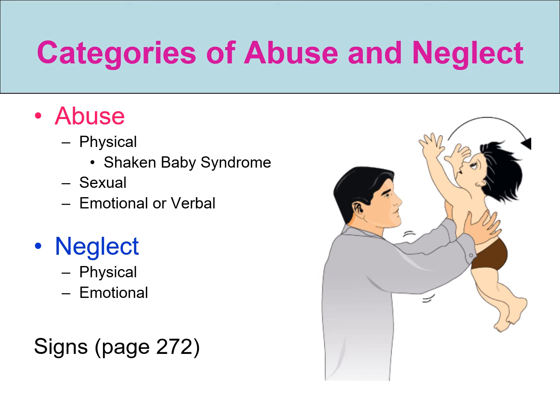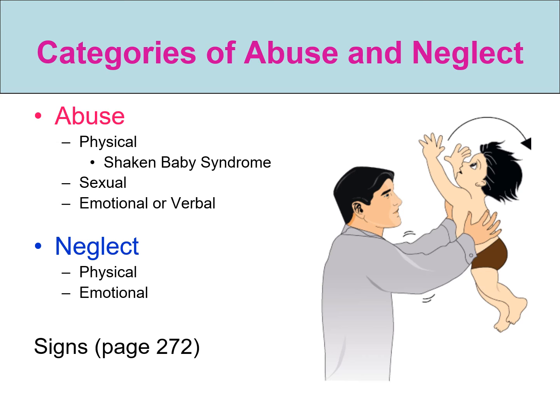Categories of abuse and neglect. There's physical abuse, and an example pictured here is shaken baby syndrome, where a frustrated adult shakes a baby to get them to behave appropriately and can cause severe brain damage and death. There's sexual abuse and emotional or verbal abuse, and then neglect, both physical and emotional.